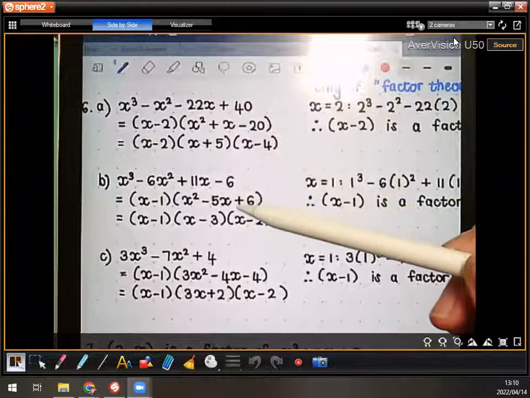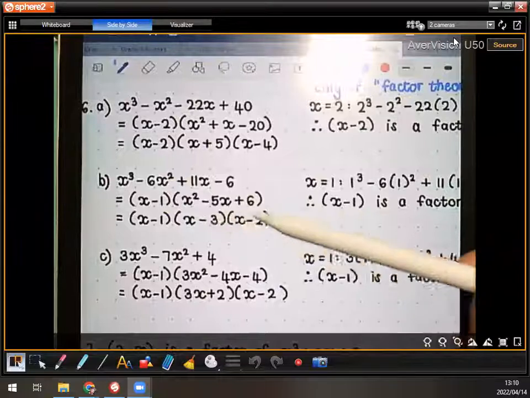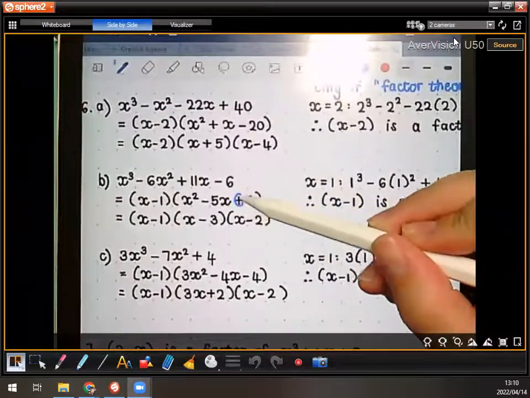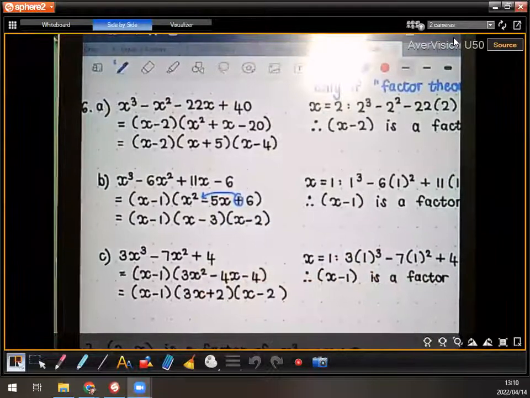Okay, so for this, a way to remember is if your last sign is positive, then both of the signs in the brackets are going to be the same. That's like a shortcut. So if that's a plus, then both of your brackets are going to have that sign.